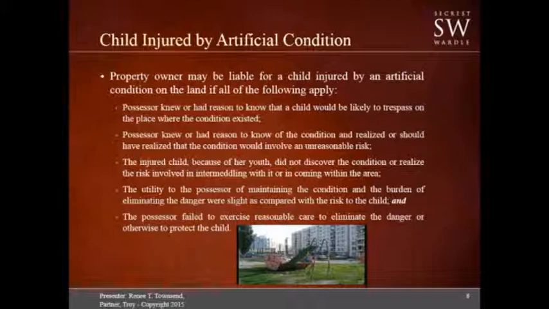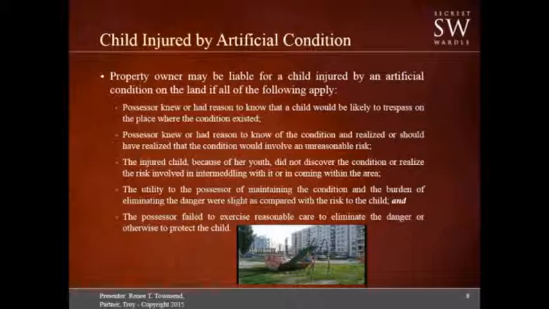If we're talking about middle school kids, you might have a better argument to say someone who's 13 or 14 might have a better understanding of the danger. But if you're talking about 5, 6, and 7-year-olds, you will probably end up liable in this situation. And finally, number 4, the utility of the possessor maintaining the condition and the burden of eliminating the danger were slight compared with the unreasonable risk to the child. So I can't really think of a situation where putting a slide into a dumpster would really have any utility to a possessor. And if you look at the burden of eliminating that, just take it down, maybe throw it into the dumpster. That satisfies number 4.